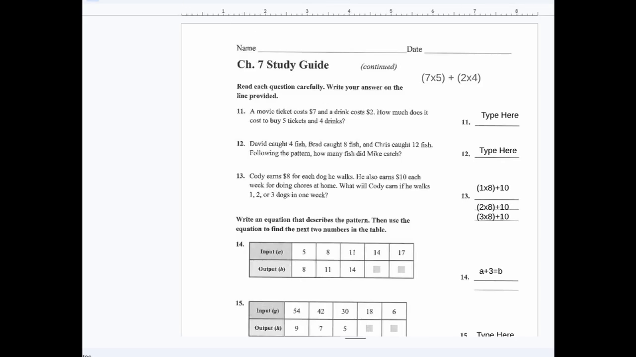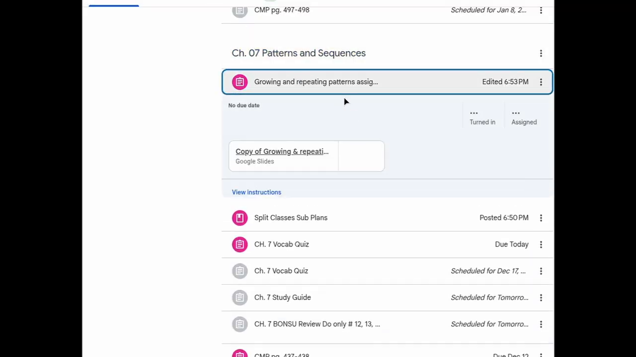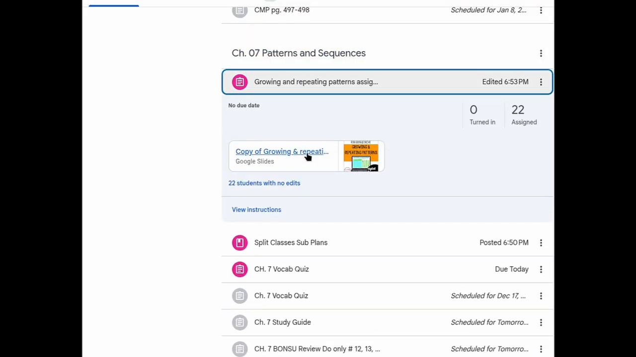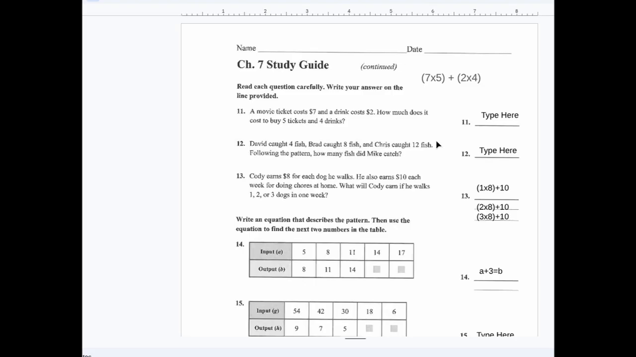Then you need to do, there's an assignment about growing and repeating patterns on math, Google Classroom that you need to do. Just try your best, okay? Try your best. Okay, I know it's something kind of new, but try your best, okay? Okay, be very good on your best behavior.